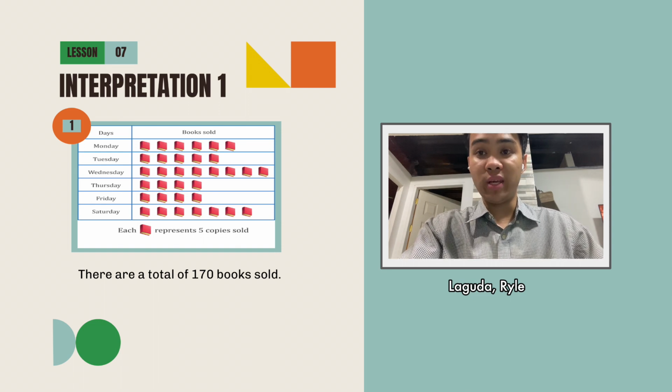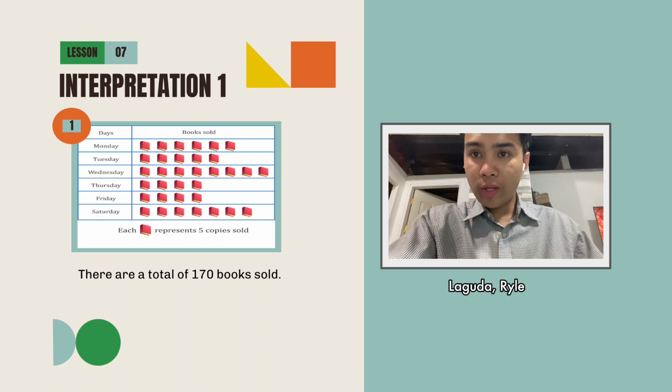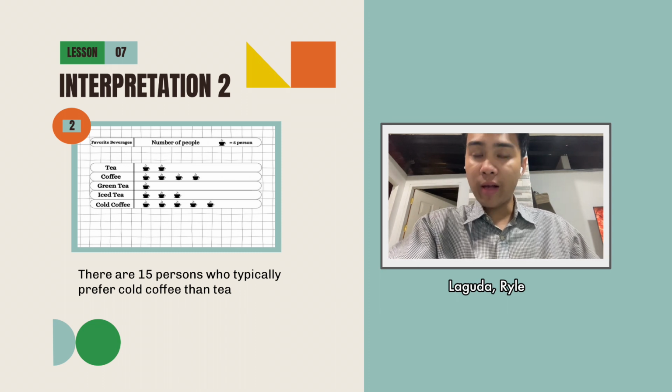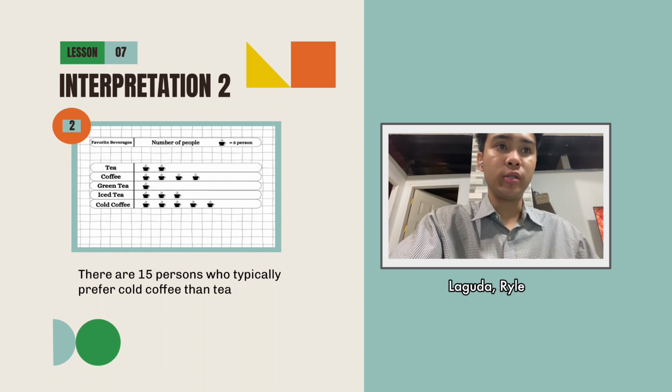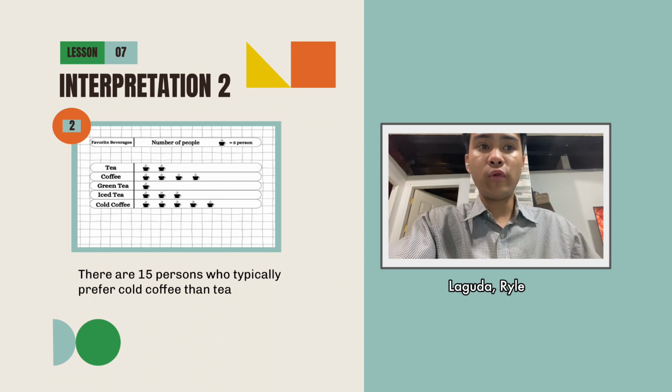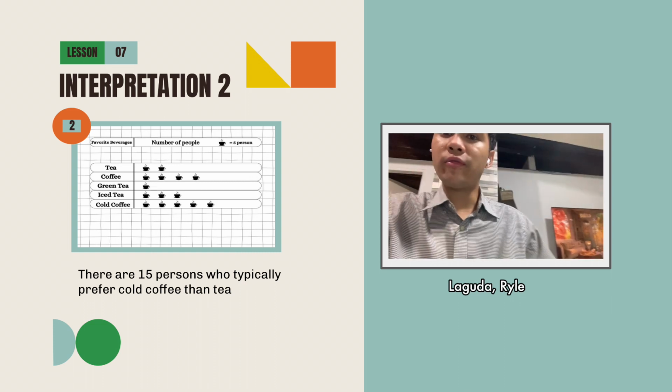So going on with sample 2, here in the pictograph there are different kinds of beverages, and each coffee icon represents 5 persons. So in the conclusion, cold coffee is equivalent to 25 people minus 10 people, which is equivalent to 15 people. So therefore, there are 15 people who typically prefer cold coffee than tea.